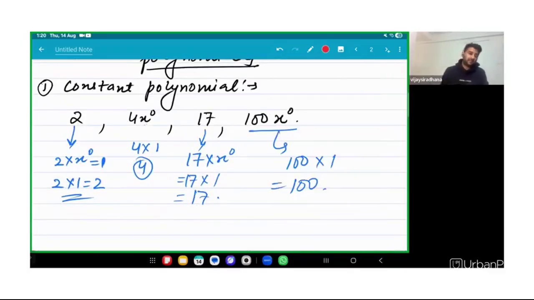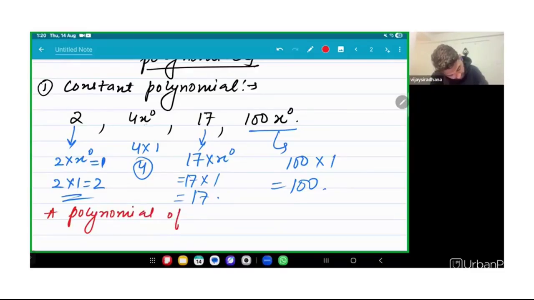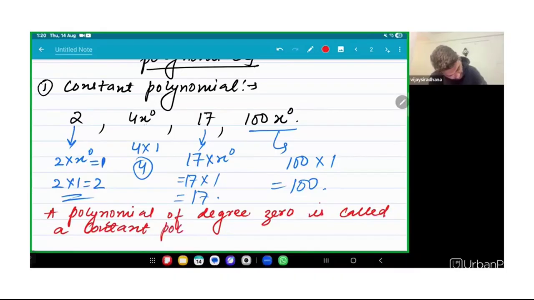So if you need the definition, a polynomial of degree 0 is called a constant polynomial.